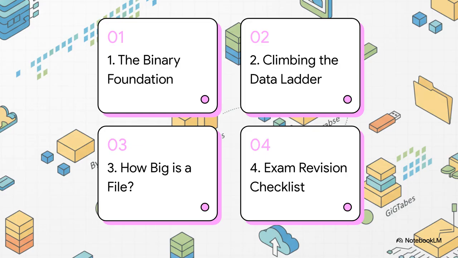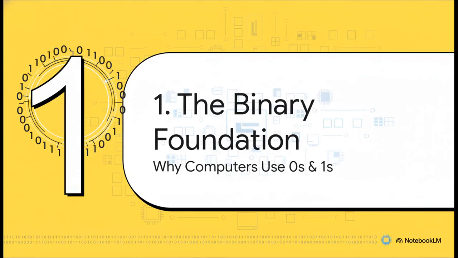First, we're going to get right to the bottom of why computers are all about zeros and ones. Then, we'll climb what I like to call the data ladder, all the way from a teeny tiny bit to a massive petabyte. After that, and this is the important part, we'll master the formulas you'll need to calculate file sizes, and we'll wrap it all up with a handy checklist to really power up your revision. Right, let's dive in with our first section, the binary foundation.